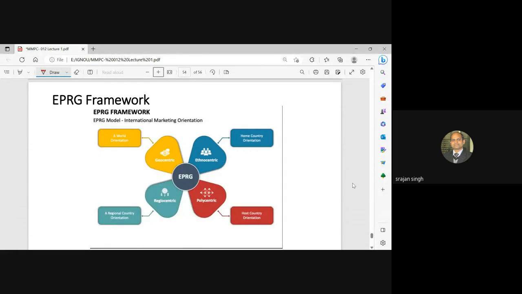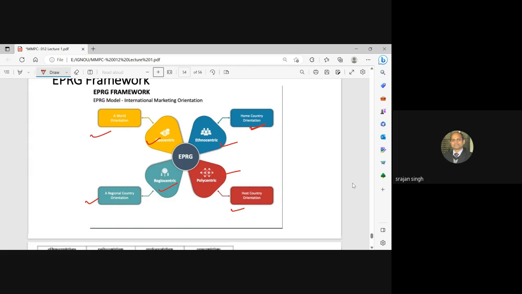Next is the EPRG framework. It is nothing but the ethnocentric, polycentric, regiocentric, and geocentric framework, right? In ethnocentric, it is home country orientation, meaning your domestic country orientation. In polycentric, host country orientation. In regiocentric, regional orientation. And in geocentric, a worldwide orientation of the business.